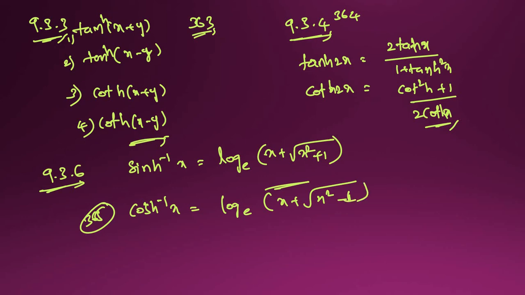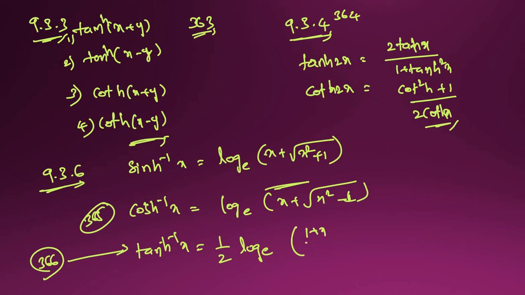Another thing is given on page number 366. You will find that tanh inverse of x is equal to 1 by 2 into log e of 1 plus x divided by 1 minus x. So this is the end of these formulas. Next, the solved problems, 9.3.10, from page number 366; you will find all the solved problems there.